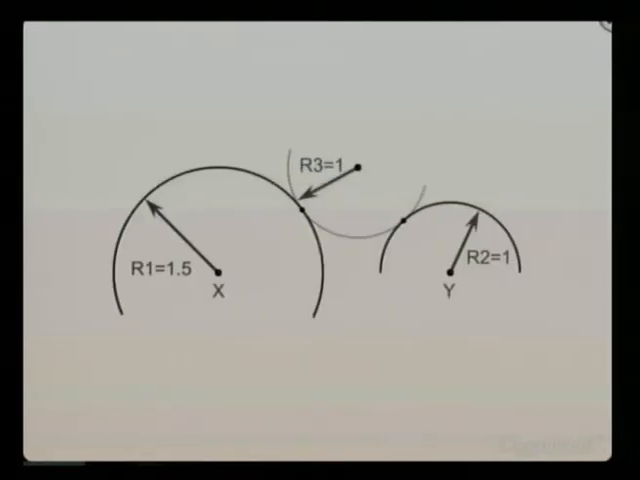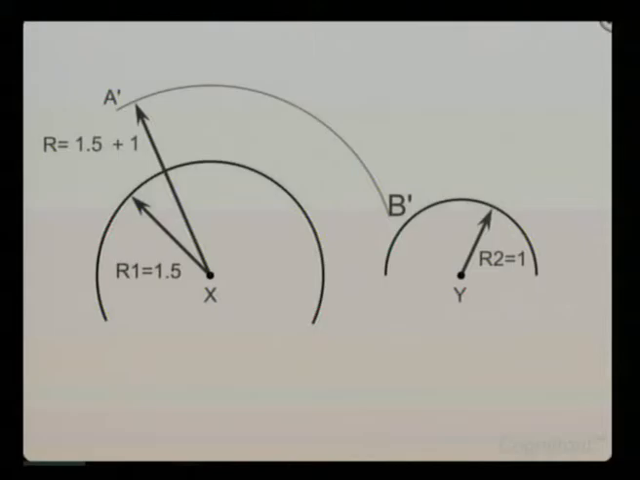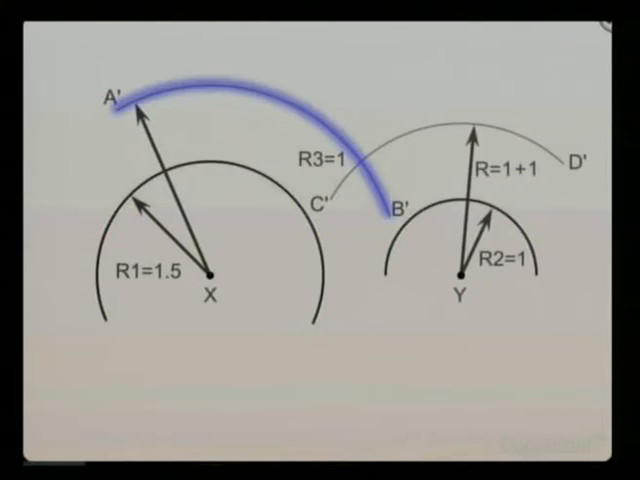We'll proceed with explaining the construction of an arc which is tangent to given arcs with radii r1 and r2 and with the centers as x and y. The required radius of a tangent arc is r3. Take x as center and radius equal to r1 plus r3. Draw an arc a' b'. Similarly, take y as a center, draw an arc c' d' with radius equal to r2 plus r3. The arcs a' b' and c' d' intersect at point P.